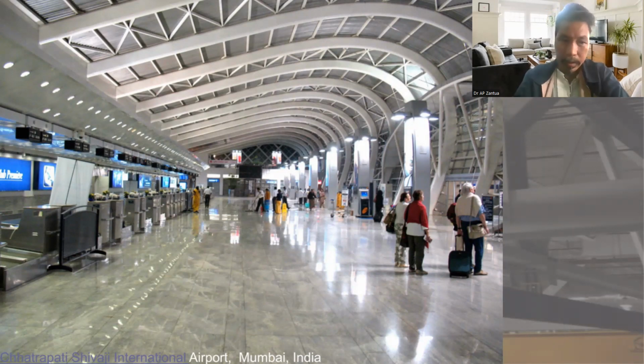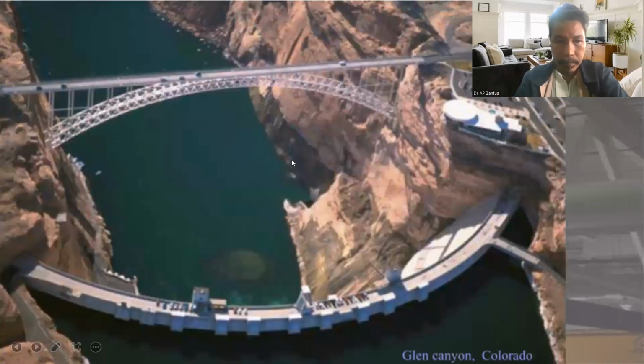This one is an international airport in Mumbai, India. Another interesting steel structure is a bridge at Glen Canyon, Colorado. We have a bridge structure and arcs that support the main bridge. The surface or the pavement may be concrete, but the supporting structure is mainly steel.